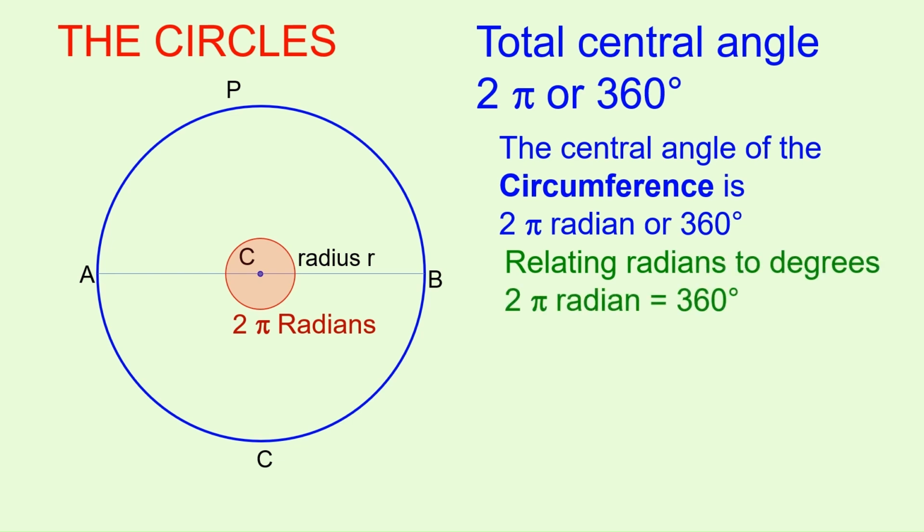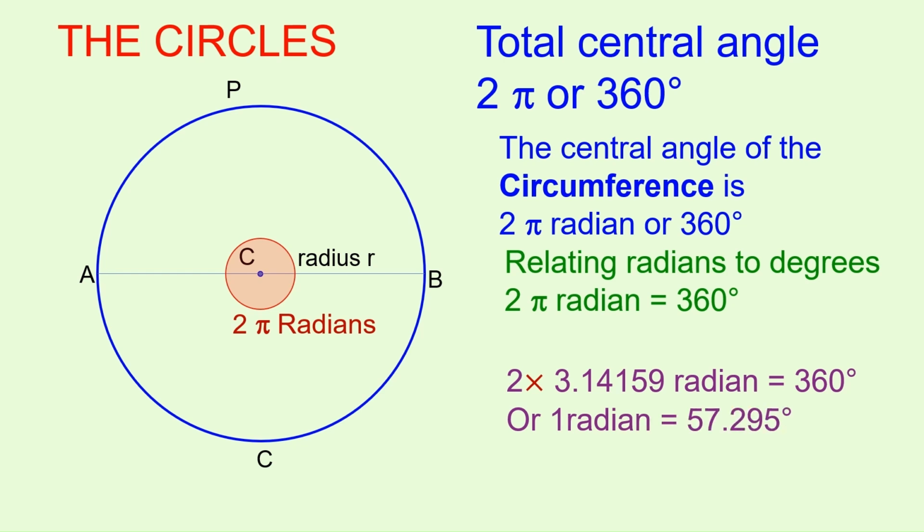2 times 3.14159 radian equals 360 degrees, or 1 radian equals 57.295 degrees.